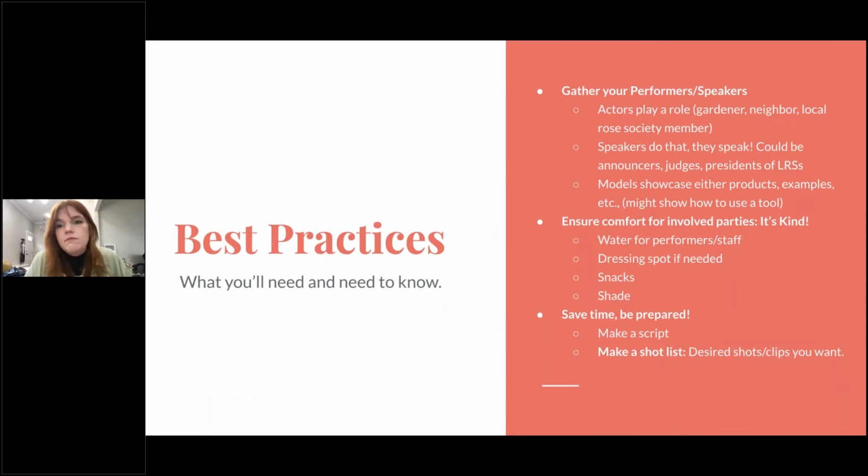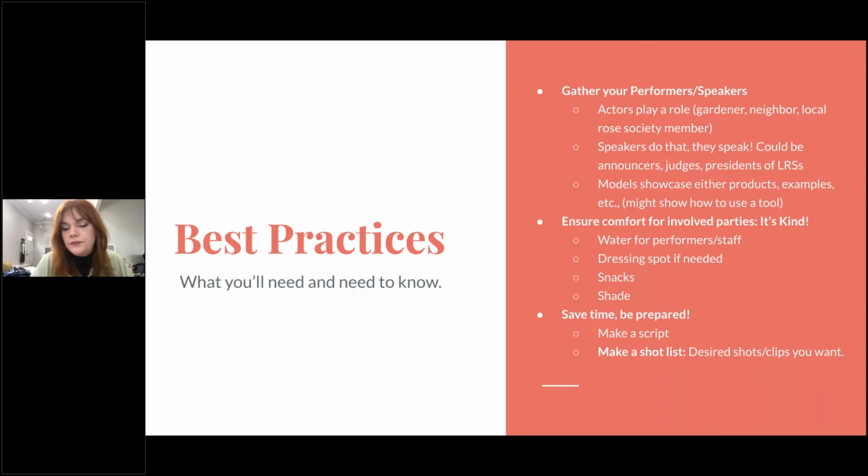So the first one is you need performers or speakers. There's a couple of different ones that y'all might be using. We have actors who are actually going to play a role. They might be playing the gardener, a neighbor, a local Rose Society member. And you have speakers who do just that. They speak. They're really great at speaking. They could be announcers, judges. They could be our executive director, John, who's a great speaker. But find somebody who's got a really good presence in front of the camera, can speak and be very engaging, but also seems very approachable and like a real person, you know? We want it scripted, but we also want them to seem like somebody who exists in real life.